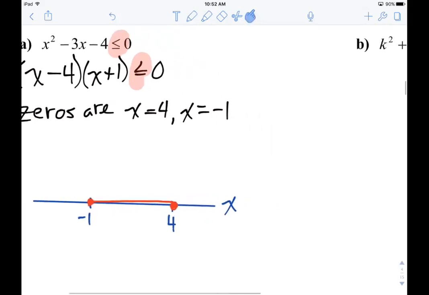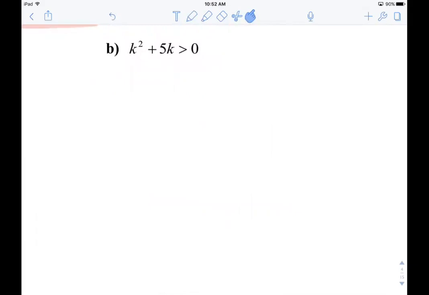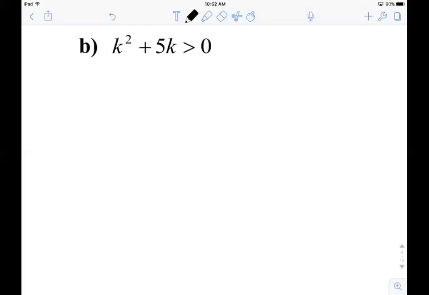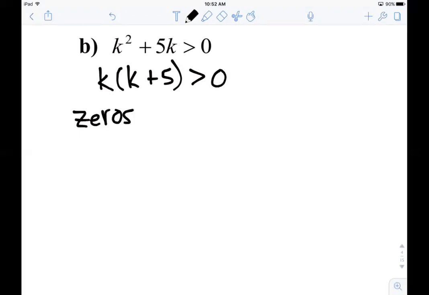Let's try another one. For this one, we don't have to do any trinomial factoring. We can actually do common factoring instead. So if we common factor out a k, it would be k times a factor of k plus 5. And that's got to be greater than 0. That's the idea. So now the zeros come from those two factors. So either k could equal 0, or k could equal negative 5.